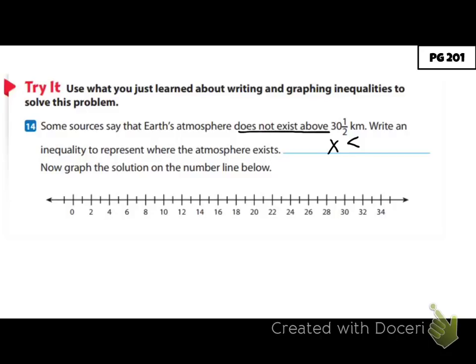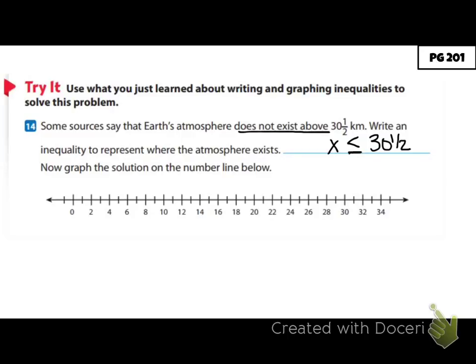But let's think about this. If it doesn't exist above it, can it exist at it? In this case, yes, it would. So it cannot go above 30.5, but it can include 30.5 kilometers. So our inequality would be x is less than or equal to 30.5.